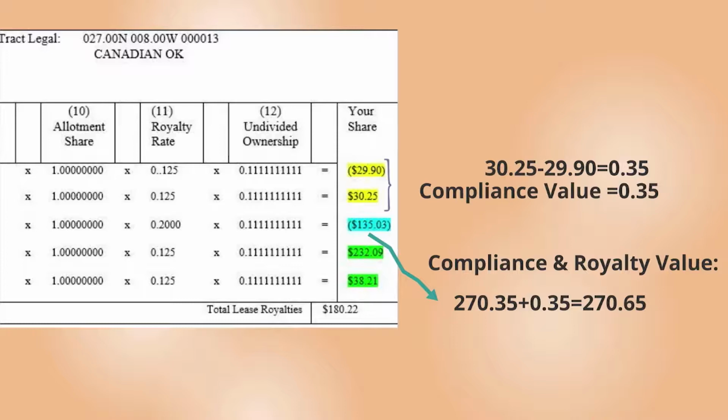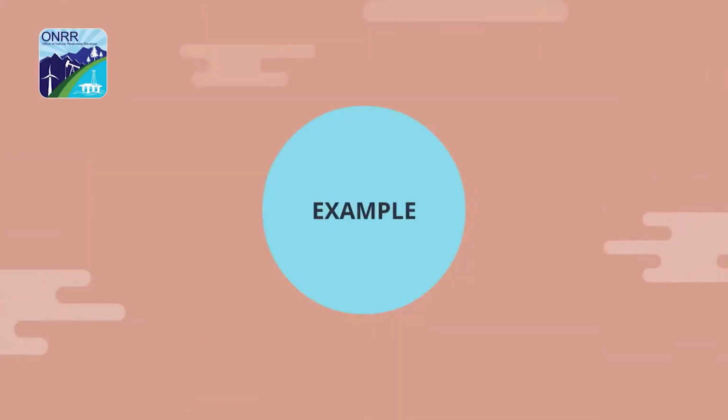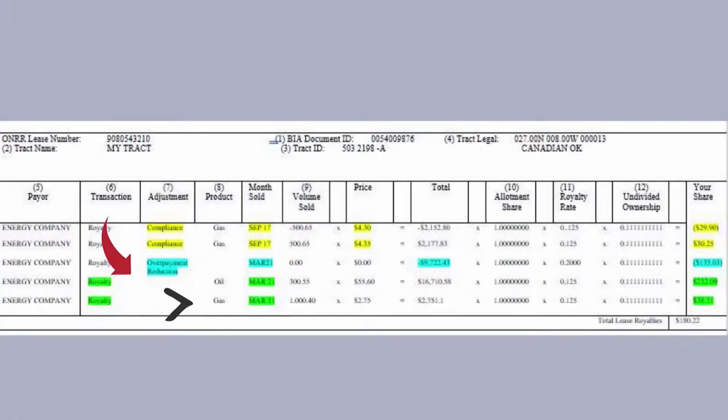30.25 minus 29.90 equals 0.35, the compliance and royalty value. 270.35 plus 0.35 equals 270.65. The company also reported an overpayment reduction for March 2021, the current month of oil and gas royalties.